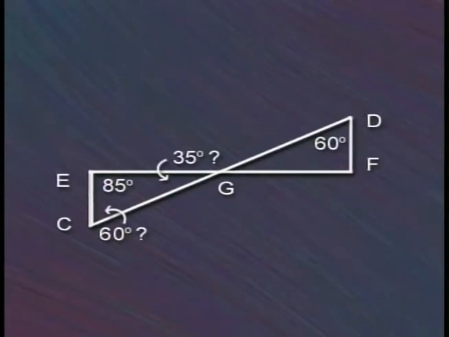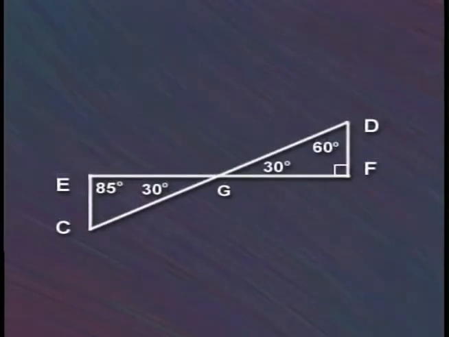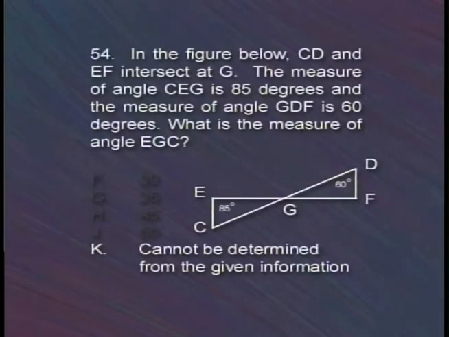Thus, if the lines were parallel, angle EGC would be equal to 35 degrees. Suppose, however, that line DF was perpendicular to EF. Then angle EGC would equal 30 degrees. Thus, it appears that answer option K is the best option. Angle EGC cannot be determined from the given information. The correct answer is K.